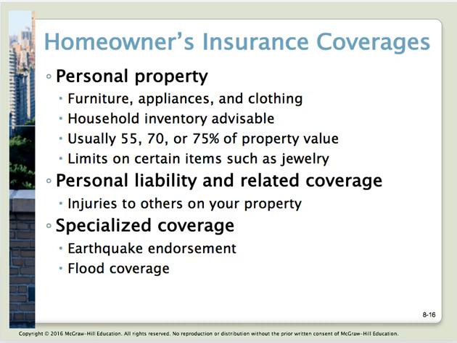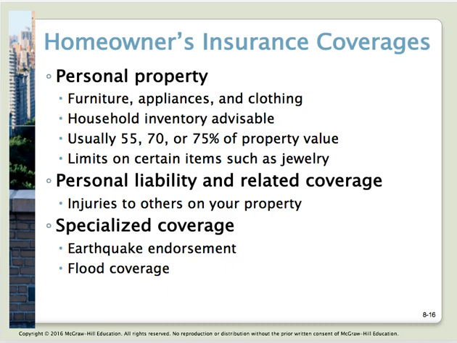So once again, just for the ease of math, let's say your home's worth $100,000. That's what you have insurance on your home for. Then the things that are inside your home are usually limited to a percentage of the value of what you have. So it would usually be 55, 70, or 75% of what you had the home insured for.